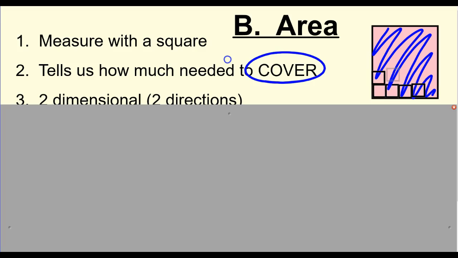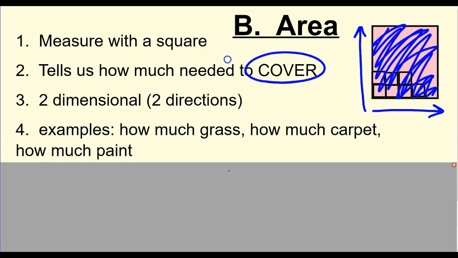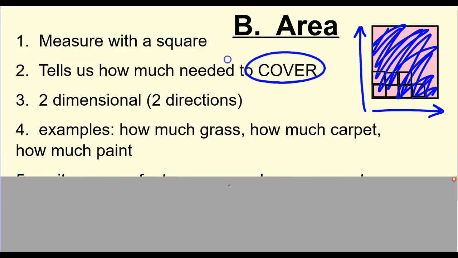Okay, I can't use a ruler anymore. A ruler wouldn't cover this up. I have to use squares. So how many squares does it take to cover something? So it's two-dimensional now. I'm talking about going in two directions. I have to think about that way and that way to cover this entire space. So we say it's two-dimensional, 2D. So examples would be, how much grass is in your front yard, or how much carpet does it take to cover the floor, or how much paint does it take to cover the walls.